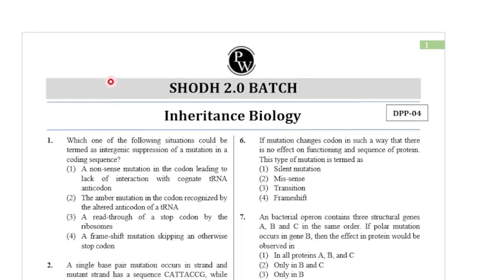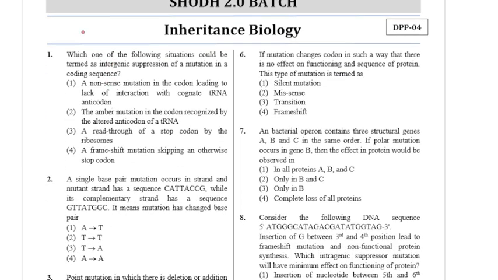So let's go to the first question. Which one of the following situations could be termed as intergenic suppression of a mutation in a coding sequence? In that case, we get a mutation in a gene and another mutation happening in another gene, but these are complementary to each other. A nonsense mutation in the codon leading to lack of interaction could not be rescued by another mutation.